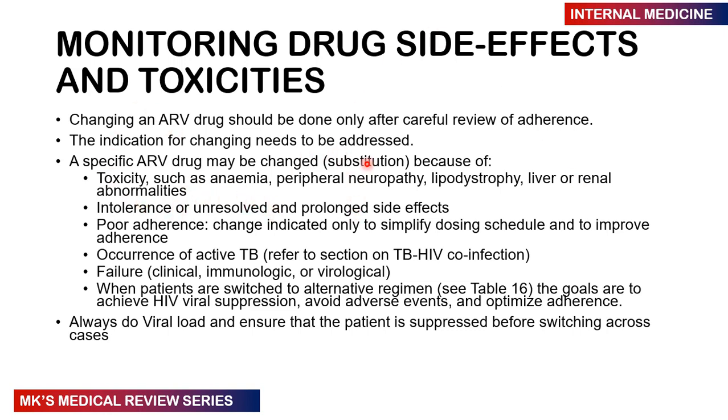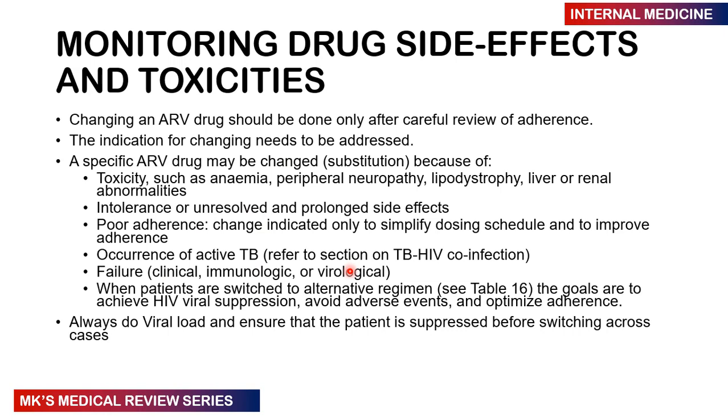If there's poor adherence, change is indicated only to a simpler dosing schedule and to improve the adherence. And of course, the occurrence of active TB. So of course, we should change them. I'll talk about this when we talk about TB and HIV together later on. Then, of course, if there is failure, which can either be clinical, immunological, or virological, I'll talk about this.